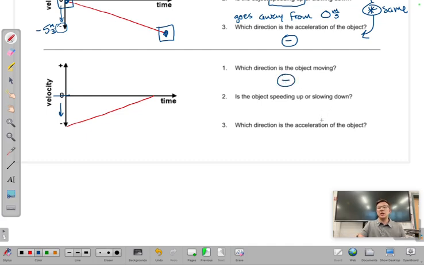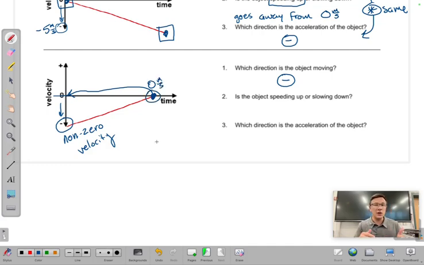Is the object speeding up or slowing down? Slope can get you into trouble. Once again, you see the positive slope, your brain thinks speeding up, but this object starts at a non-zero velocity, and look where the line ends. The line ends on the x-axis, which is 0 meters per second of velocity right there. So that means that if the final velocity is 0, it had to slow down, right? It started at a non-zero number and it went to 0. 0 is as slow as you can possibly go.